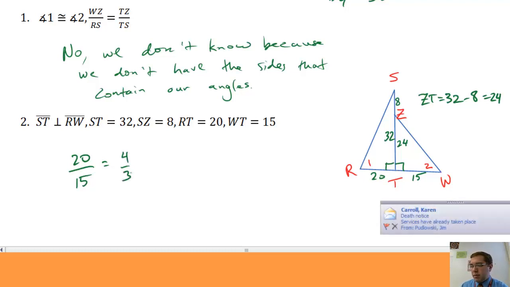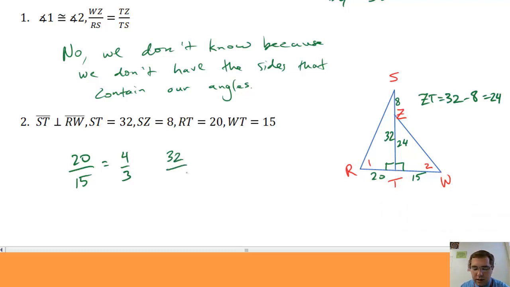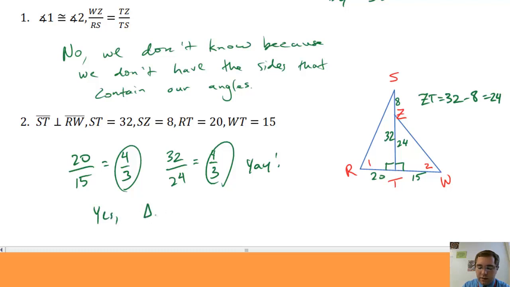Now we need to check the other pair of corresponding sides. That's going to be ST, which is 32, over ZT, which is 24. And 32 over 24, we reduce it. 8 goes into both of them. 4 over 3. Look, they're the same. Yay! And yes, triangle RST is similar to triangle WZT by, what do we use? Side-angle-side similarity theorem.